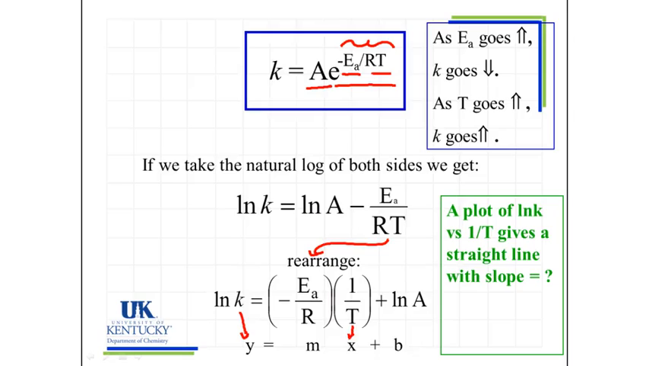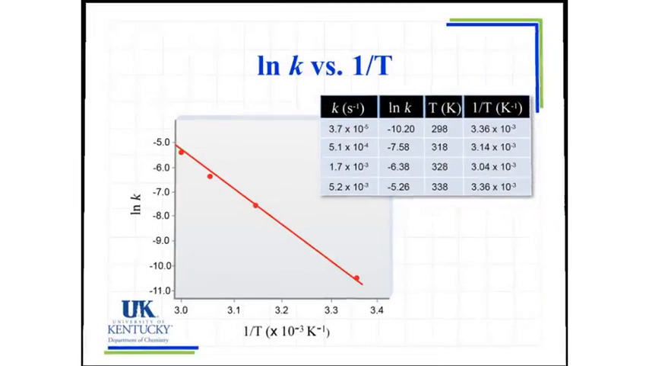Well, what is the slope going to be equal to? That's this whole portion here. That's m, the slope: negative E sub A over R. So you could graphically determine the activation energy by running this experiment at various temperatures, getting multiple k's, and obtaining an activation energy from the graph.